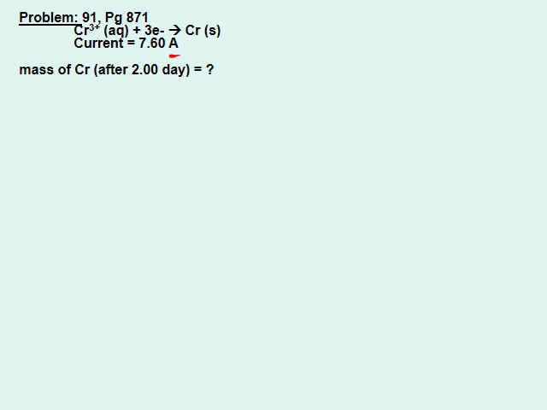So this, instead of ampere, I'm going to write down coulomb per second. Coulomb is the unit of charge. Okay, so let's start my dimensional analysis, starting with 7.60 coulomb per second times, I need the number of seconds. It's the time when you passed electricity. So that's 2 days.